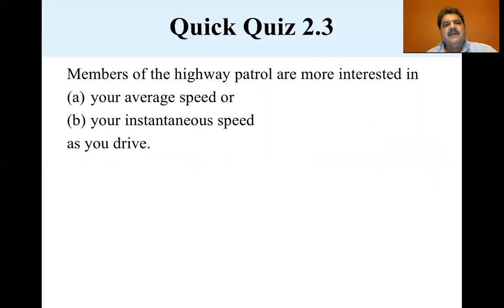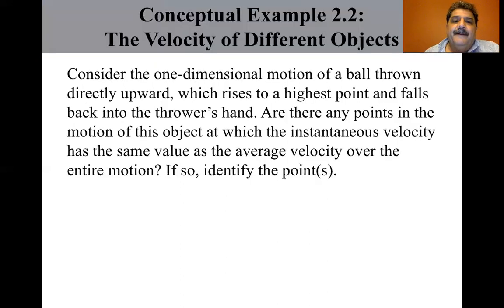Here's a quick quiz. Members of the Highway Patrol are more interested in your average speed or your instantaneous speed as you drive. What do you think? It's your instantaneous speed. Regardless of your speeds at all other times, if your instantaneous speed at the instant it is measured is higher than the speed limit, you may receive a speeding ticket. So it's your instantaneous speed that they're interested in.